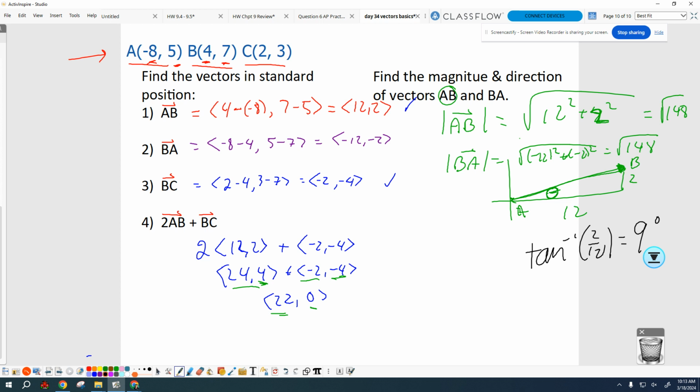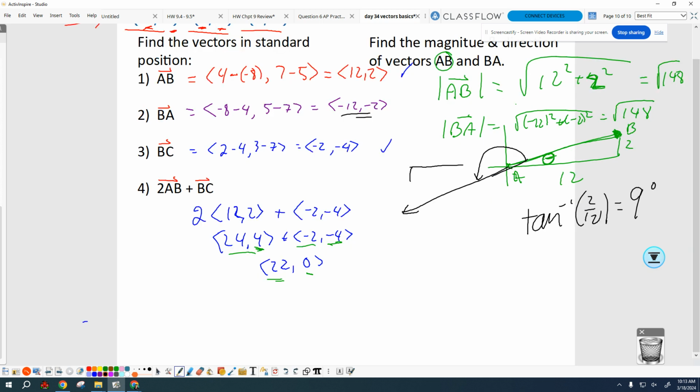So Isabel, now here, this one, if I was to graph this vector back 12 down 2, I want that angle. The calculator is still going to tell me just 9 degrees. What is the actual angle that takes me all the way over there? 189. Does that work?